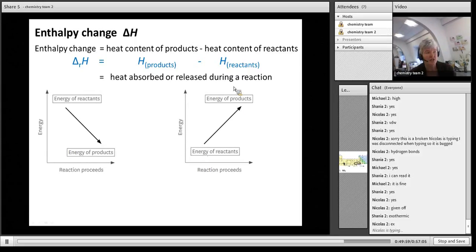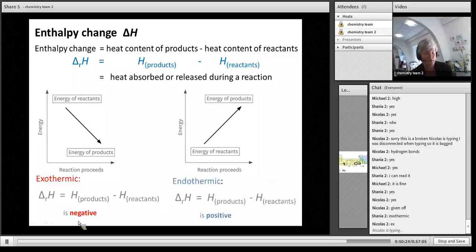And this is where my reactants didn't particularly have much energy to start off with, but then I made them do a reaction, and now the products have got lots of energy. I must have got that energy from somewhere, because we can't create or destroy energy. It must have come from the surroundings. So I'm dragging energy into my reaction system. So can you see this will be an endothermic reaction? So exothermic is when the energy of the products is less than the reactants. Endothermic is when the energy of the products is more than the reactants. Does that make sense? Is that clear?